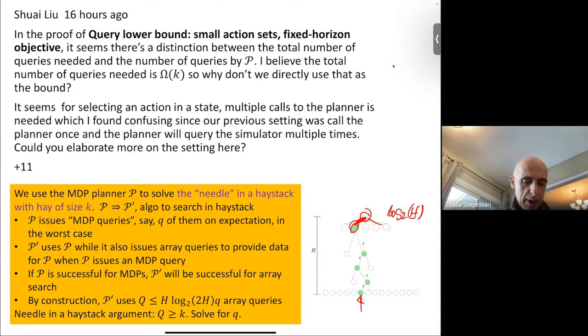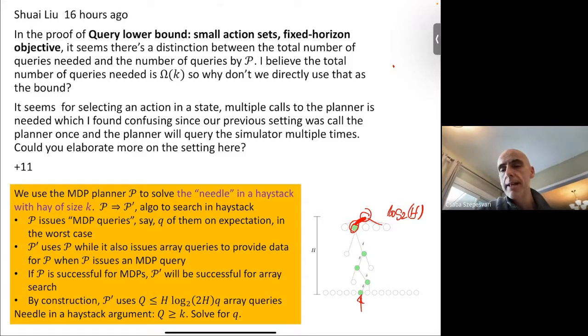And here you have to repeat the whole process because the output of this algorithm needs to be an index in the array. Like P prime needs to say which entry of the array the algorithm thinks is the entry that has the non-zero element, right?